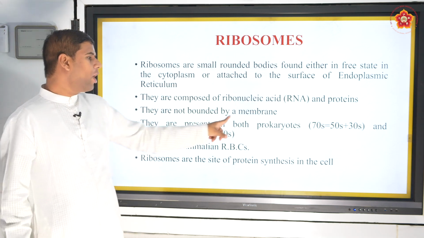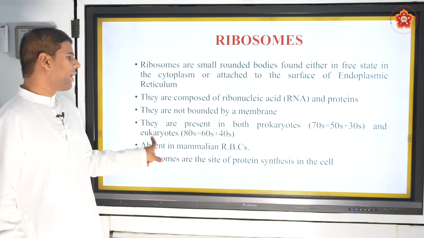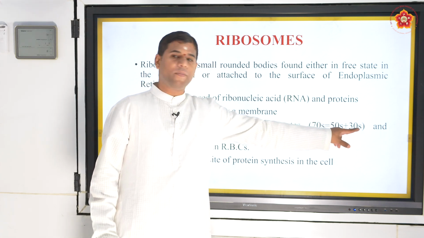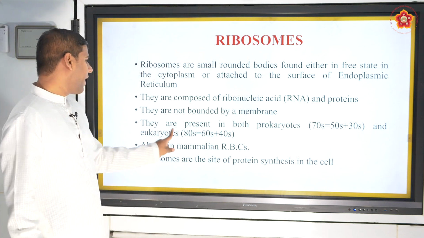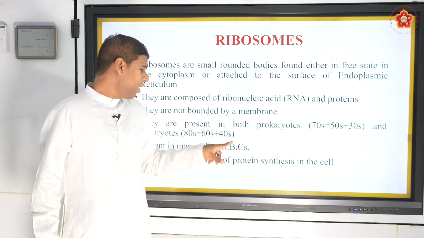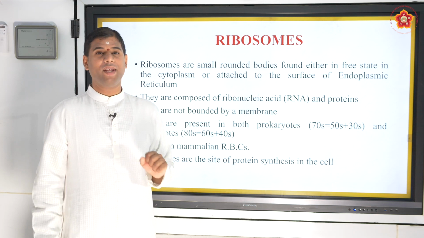And they are present in both prokaryotes and eukaryotes. In prokaryotes you have 70S, made of 50S plus 30S. And in eukaryotes you have 80S, made of 60S plus 40S. Now you must be wondering what is this S over here. Yes.